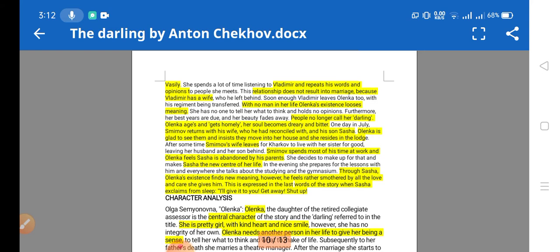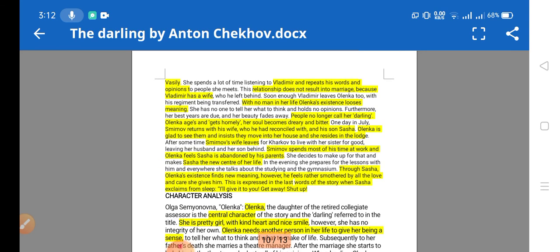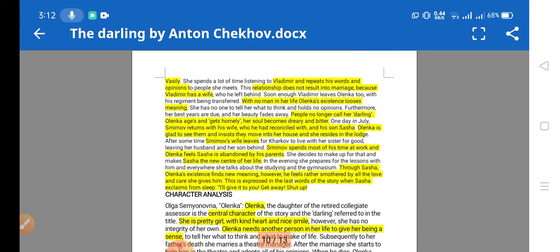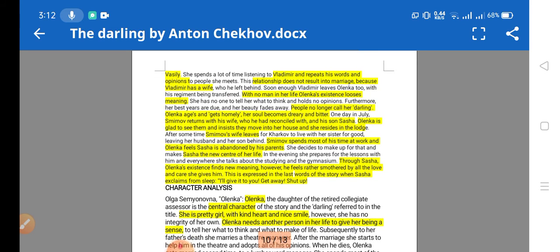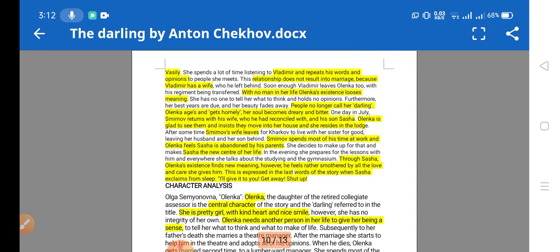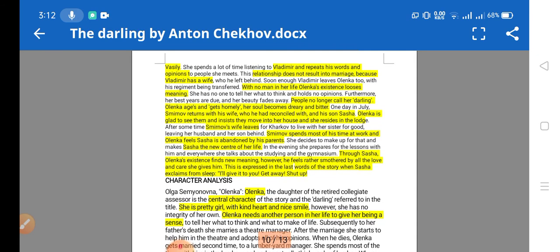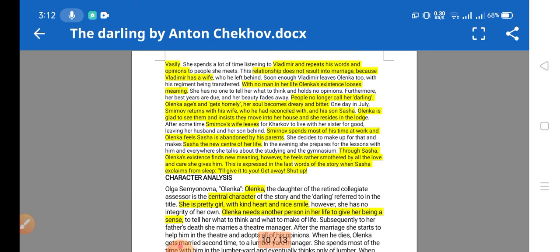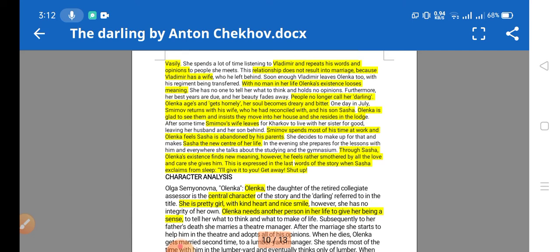Olenka ages and gets humble, and her soul becomes dreary and bitter. And then in July, Ledema's wife returns, and he reconciles with her and with his son Sasha. Olenka is glad to see them and insists they move into her house, and she resides in the lodge. After some time, Ledema's wife leaves.